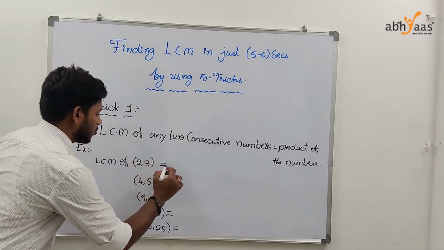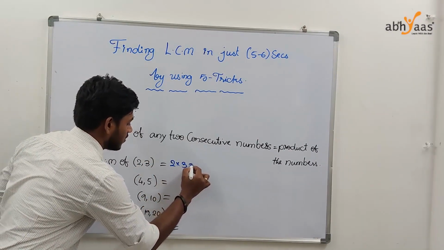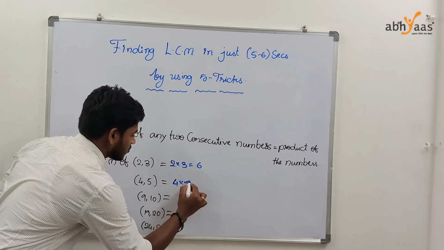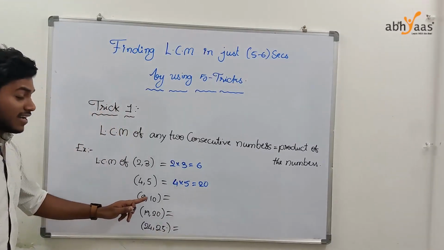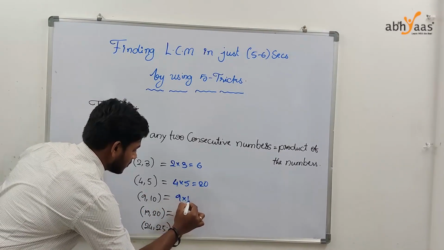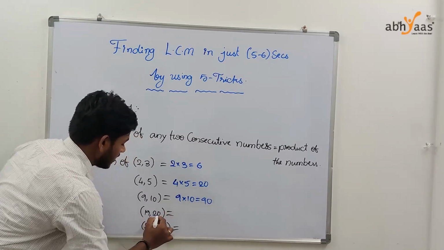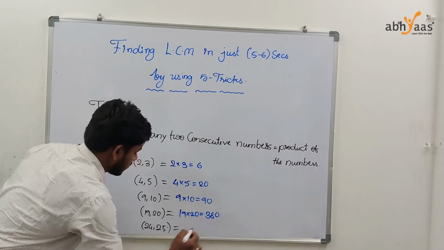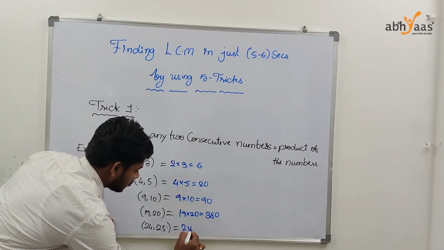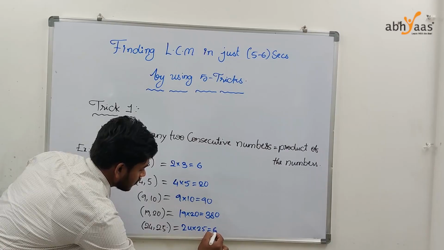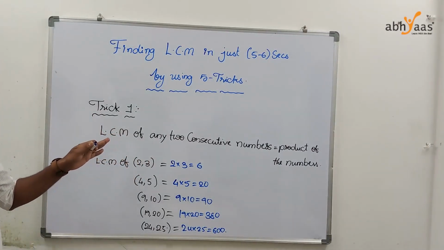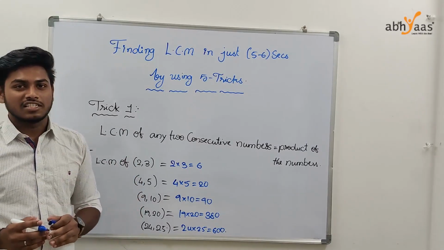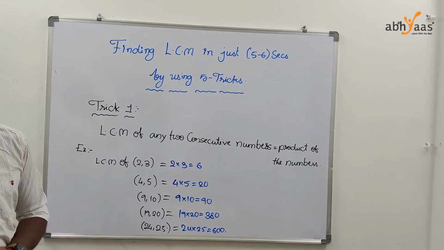So here the LCM of 2 and 3 is nothing but 2 into 3, that is 6. LCM of 4 and 5 is 4 into 5, that is 20. LCM of 9 and 10 is 9 into 10, 90. 19 and 20, 19 into 20, 380. And 24 into 25 is equal to 600. So LCM of any 2 consecutive numbers can be found out in this way in just 2 to 3 seconds. That's enough.